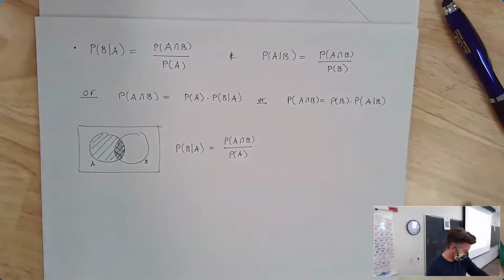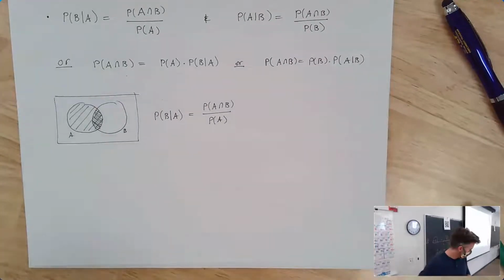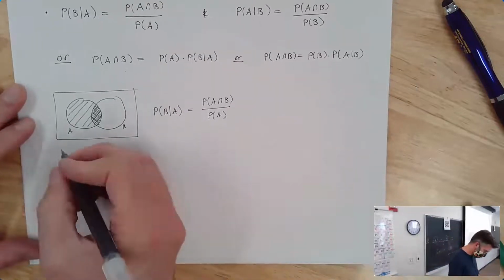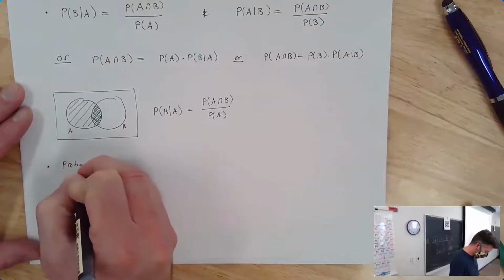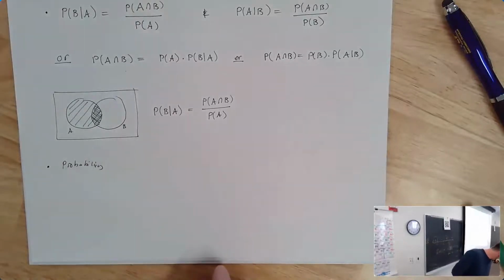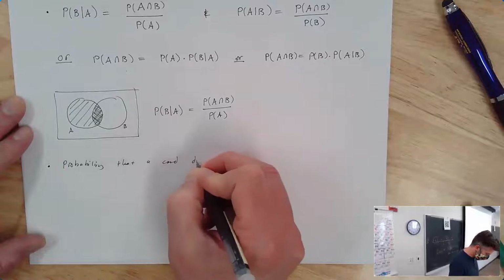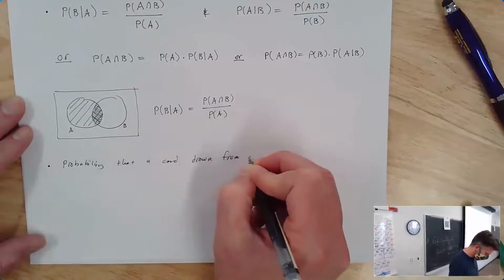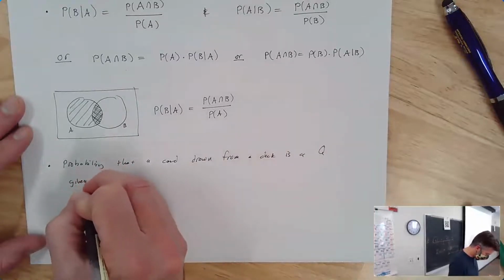Let's look at some examples. So let's look at this example. Find the probability that a card drawn from a deck is a queen given that it's a face card.